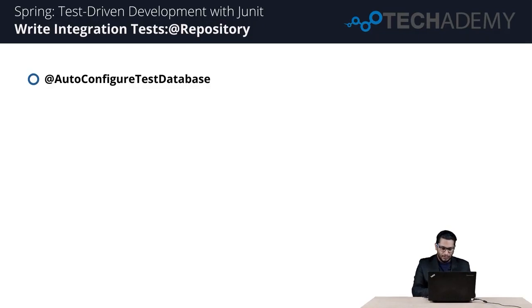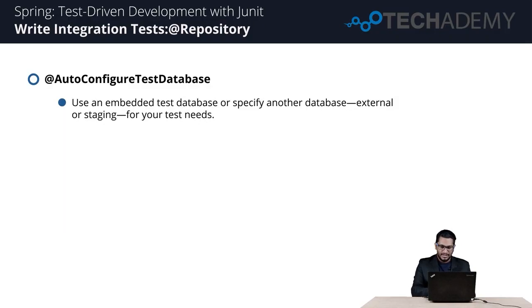And next we have AutoConfigureTestDatabase. This allowed us to specify what type of database we want to use. The options are an embedded database, or pointing to an external database, or accepting the default database which is already configured and found on our classpath during execution of the test code.